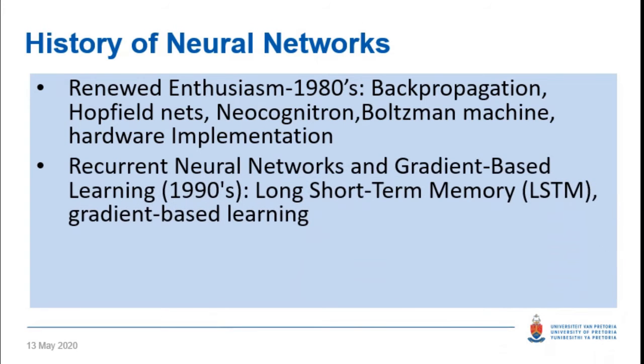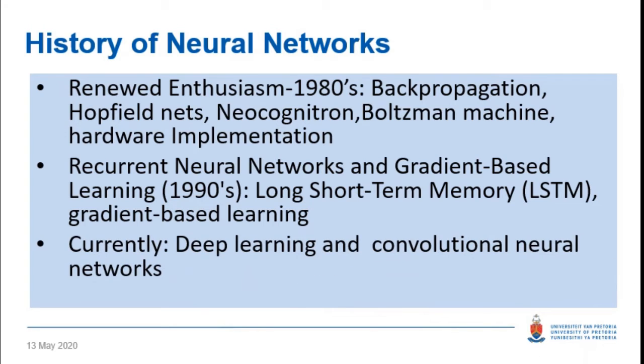And then in the 90s, recurrent neural networks were emphasized, and the whole idea of gradient-based learning. LSTMs are very powerful recurrent neural networks that are used a lot in real-world applications, from finance to image processing, and the whole idea of gradient-based learning was reinforced. And currently, as you know, deep learning and convolutional neural networks, there's lots of hype and buzz about that, and they are very, very effective when it comes to image processing, whether it's medical images, whether it's biological images, etc.